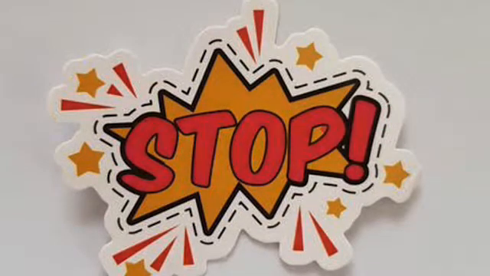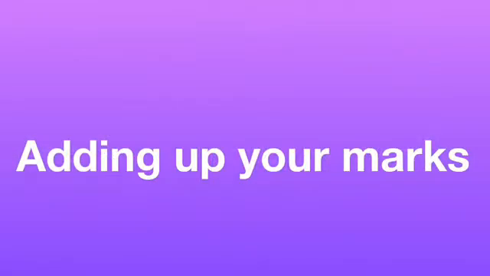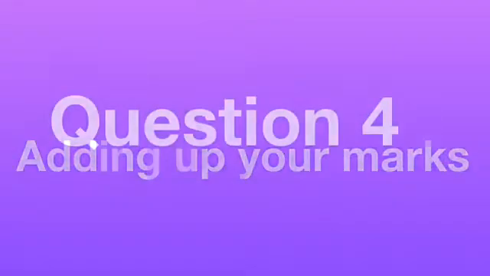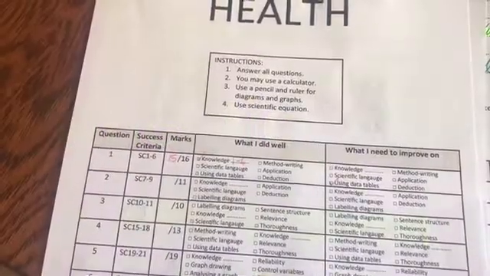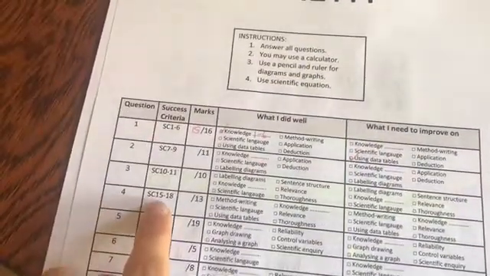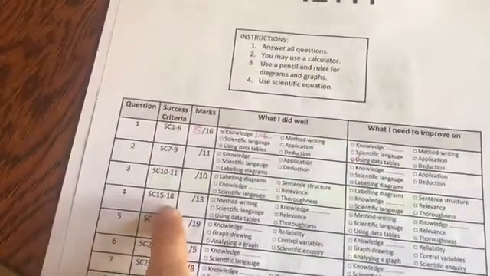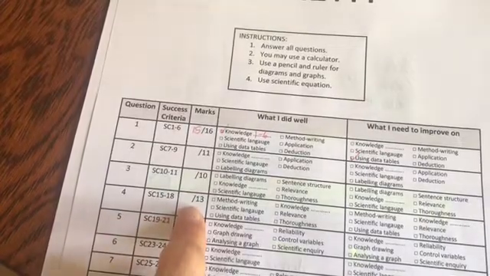Do not move on unless you have marked question 3C. Add up your marks for question 3 and write them on the front of your paper. So it should be a mark out of 10 for question 3. Okay, so moving on to question 4, which is covering SC 15 and 18, and there are 13 marks for this question.